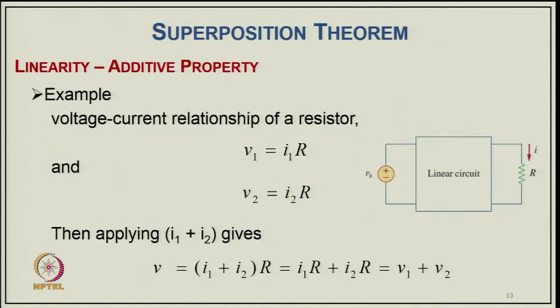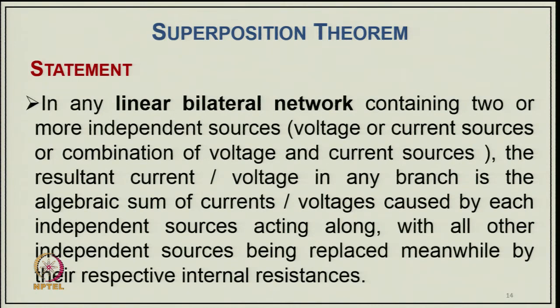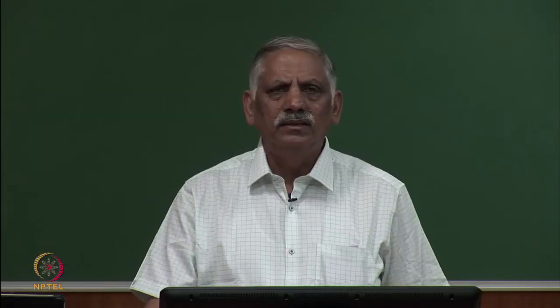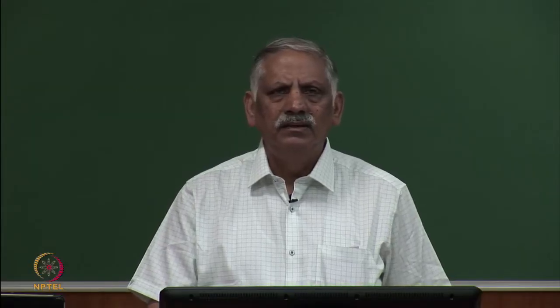This is where we think of applying the superposition theorem. After discussing the concept, we have the statement of the superposition theorem: in any linear bilateral network containing two or more independent sources, like voltage sources or current sources, or a combination of voltage and current sources, the resultant current or voltage in any branch is the algebraic sum of the currents or voltages caused by each independent source acting alone, with all the other independent sources being replaced meanwhile by their respective internal resistances.